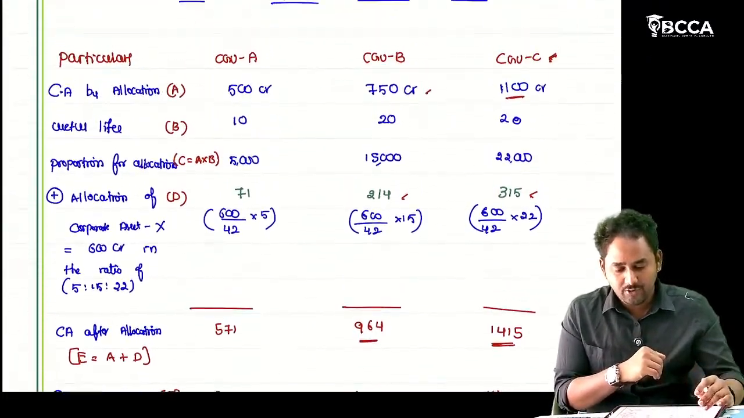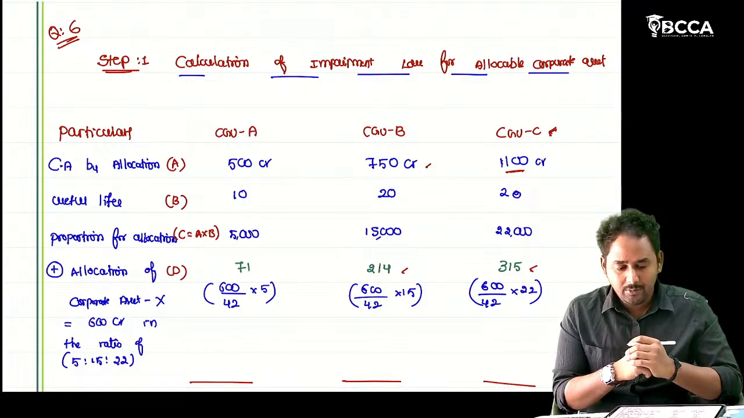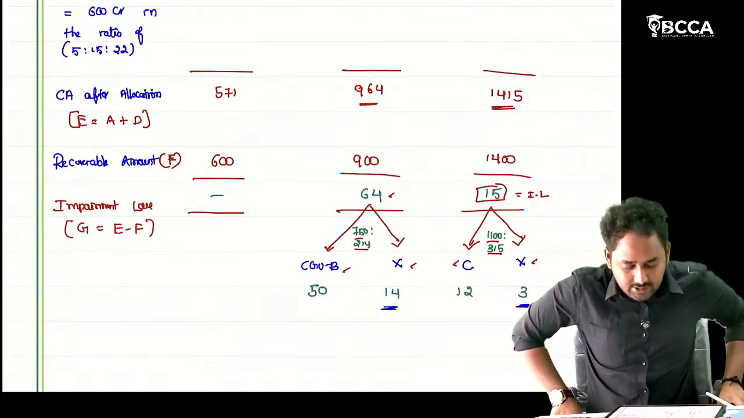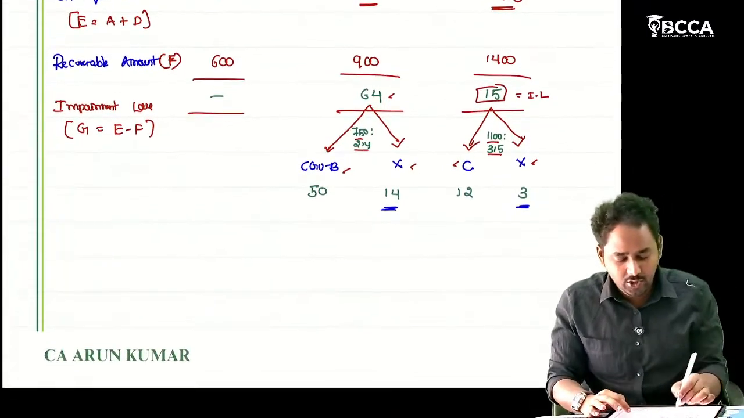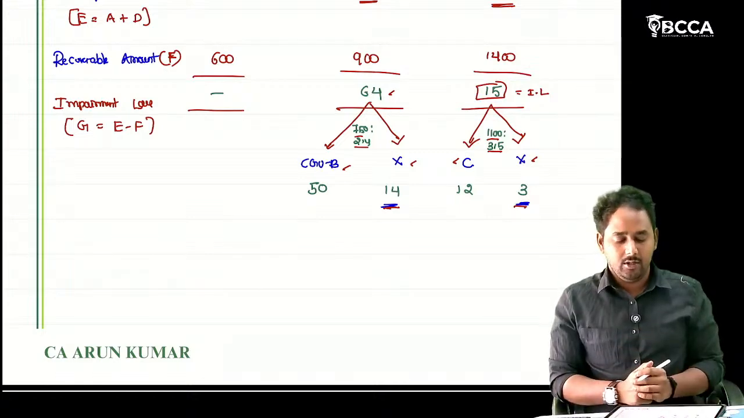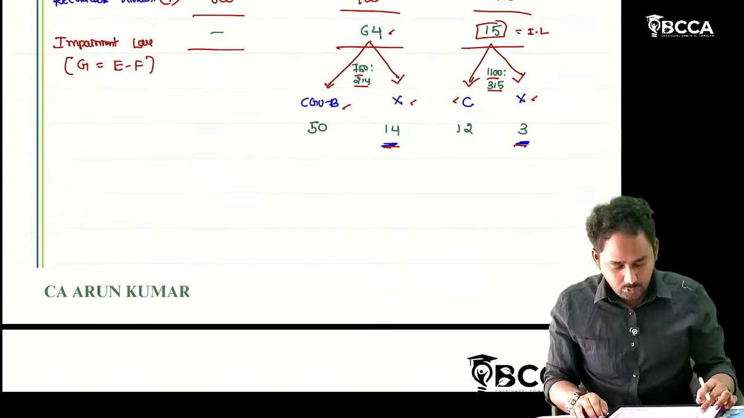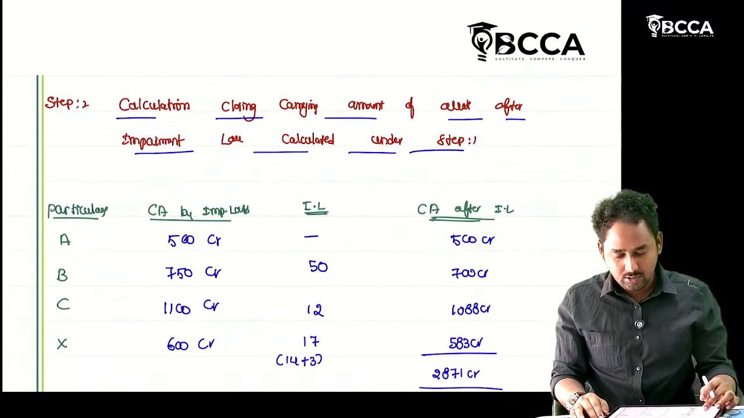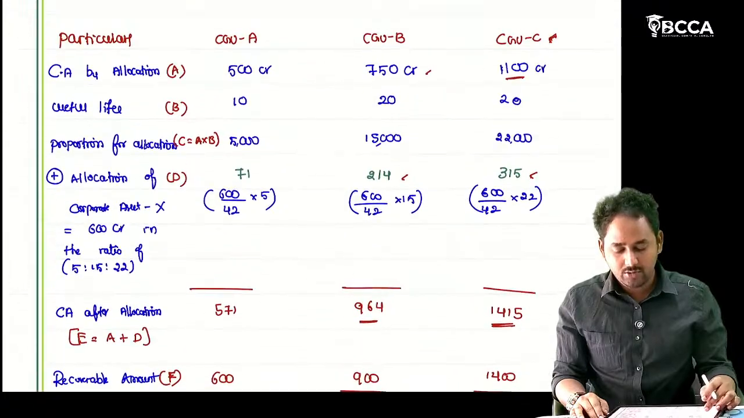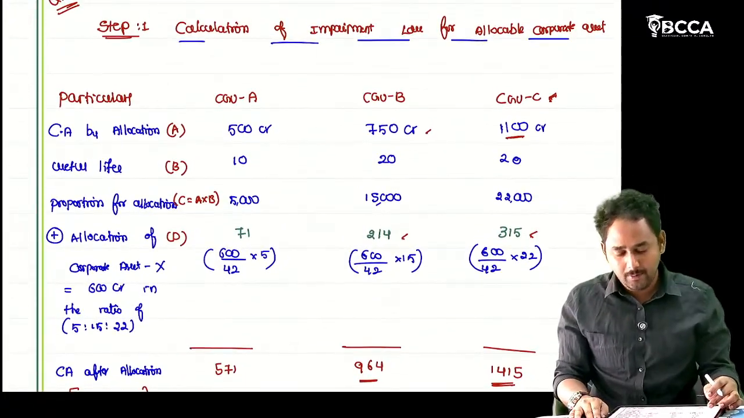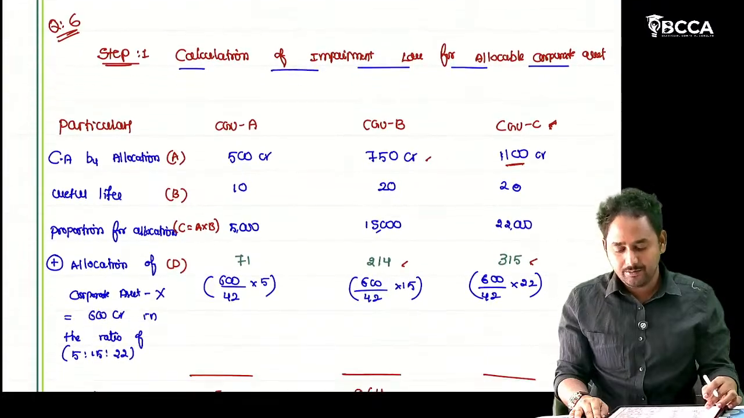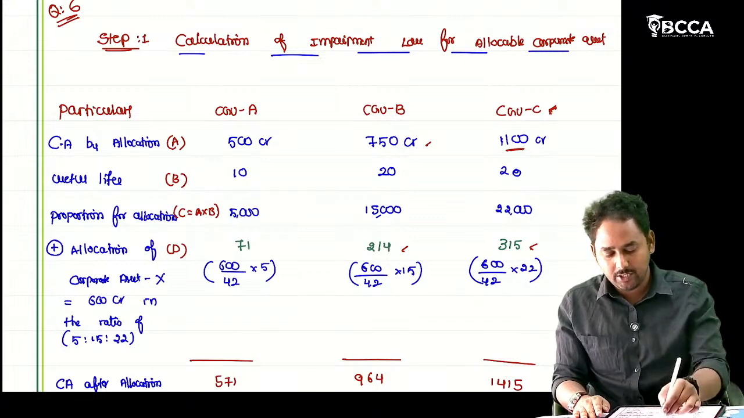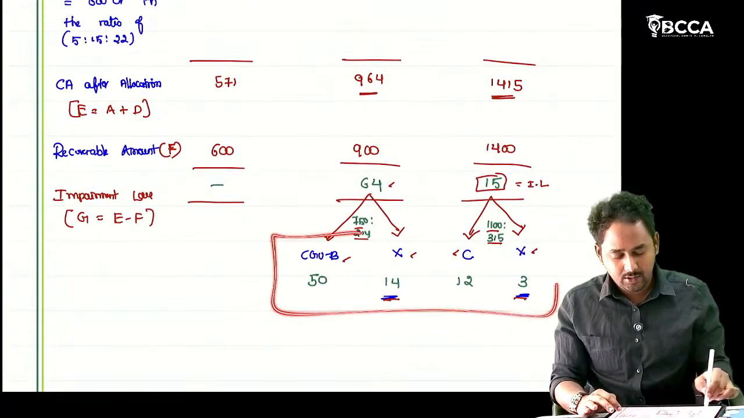So I am able to find out the impairment loss provided on corporate assets. What is the impairment loss for the corporate asset? 14 plus 3, 17. Then what is the impairment loss for the non-allocable assets? So before going to that, we are solving this problem step by step. What is step 1? Calculation of the impairment loss for the allocable corporate assets. These are the impairment losses.